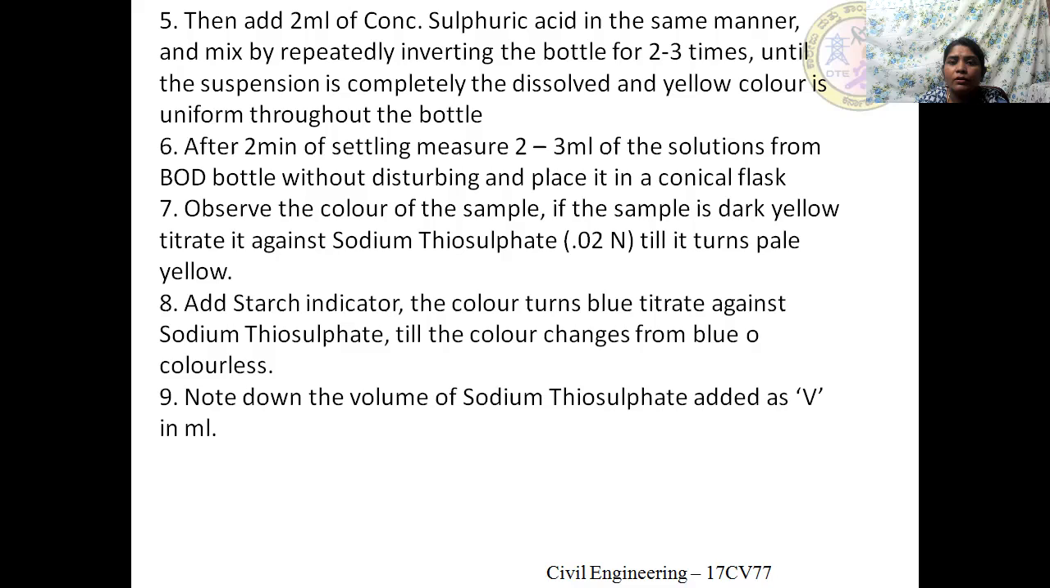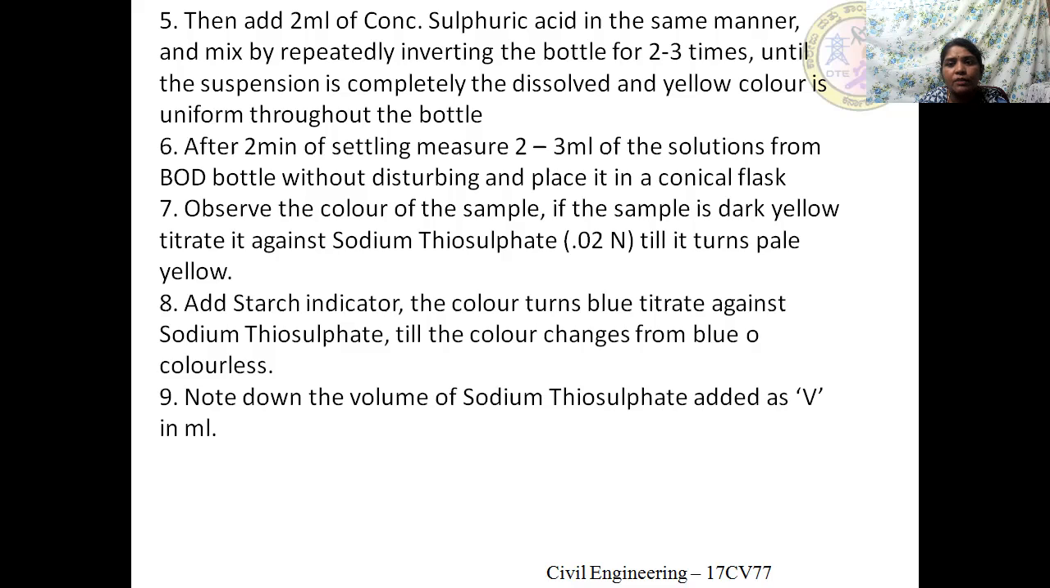One most important point is that from the BOD bottle, you're going to measure 203 ml and place it in the conical flask. After you measure 203 ml in the conical flask, you're going to proceed with the titration. You're going to add starch if it is pale yellow. In case it is dark yellow, you're going to titrate.